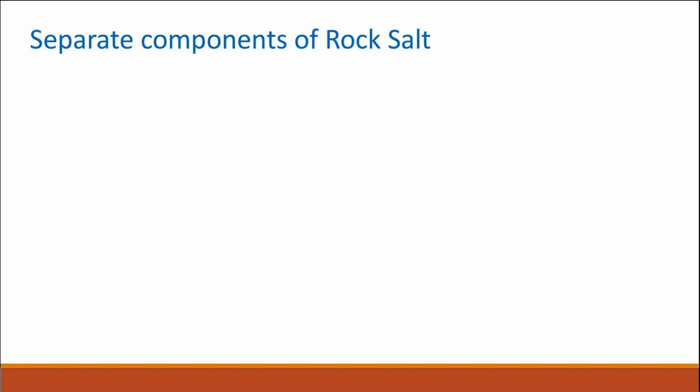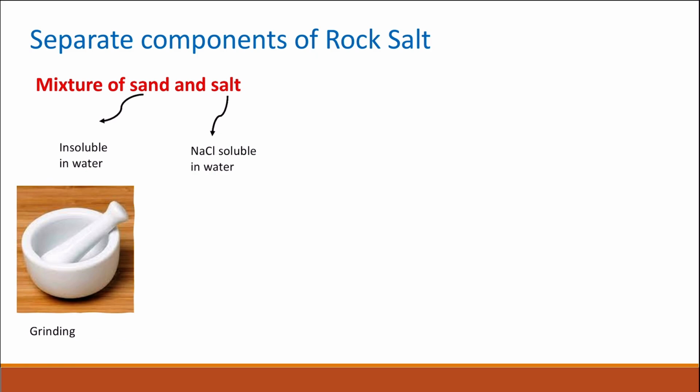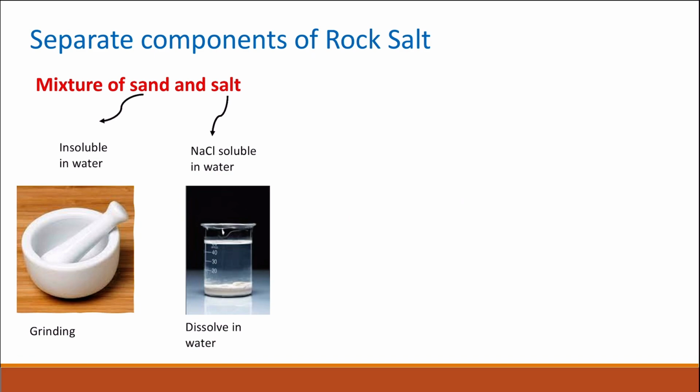You can use a mixture of these two methods, which are filtration and crystallization, to separate the components of rock salt. Rock salt is a mixture of sand and salt. The sand is insoluble in water, while the salt, which is sodium chloride, is soluble in water. So the first step to separate the components of rock salt is to grind them and then you dissolve them in water. When you dissolve the rock salt in water, the sand will not dissolve, while the sodium chloride will dissolve.